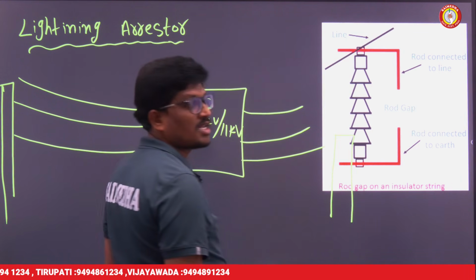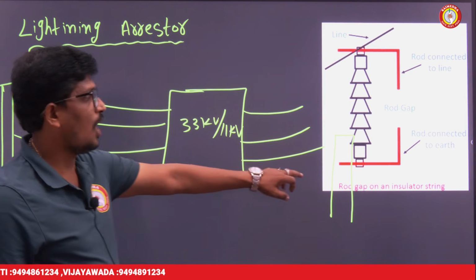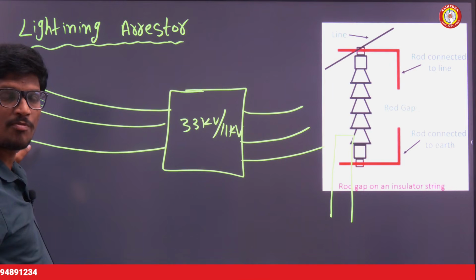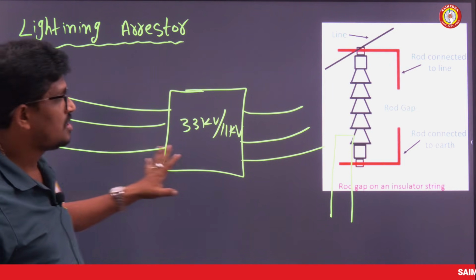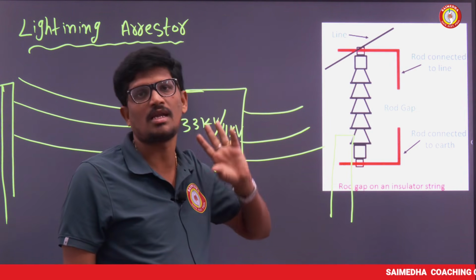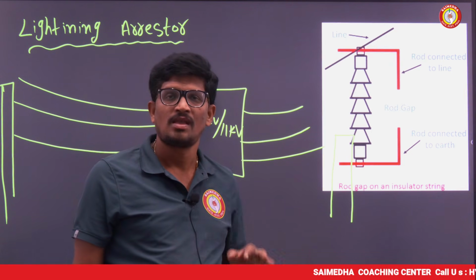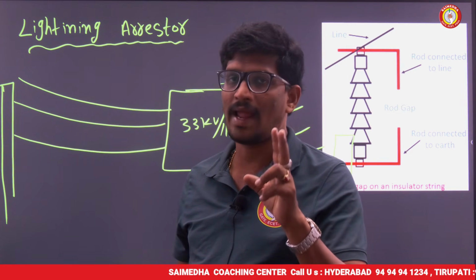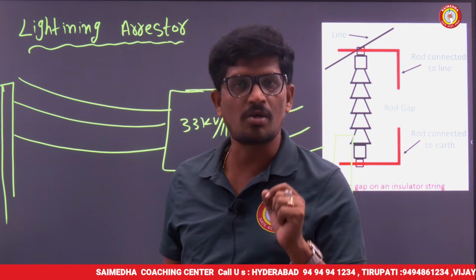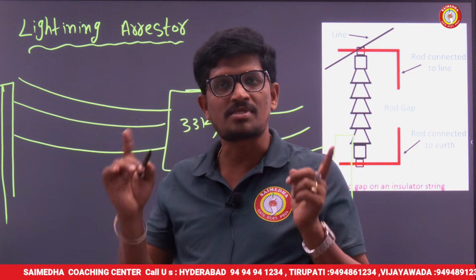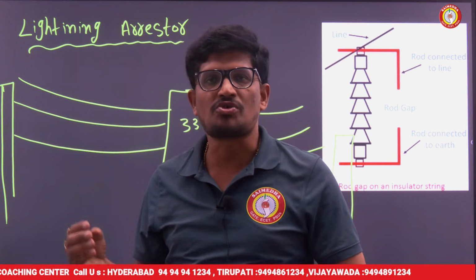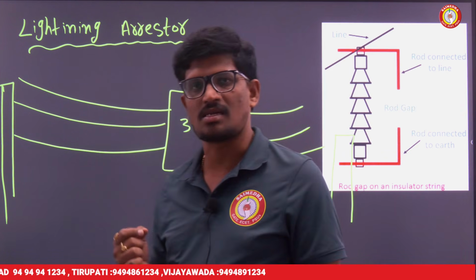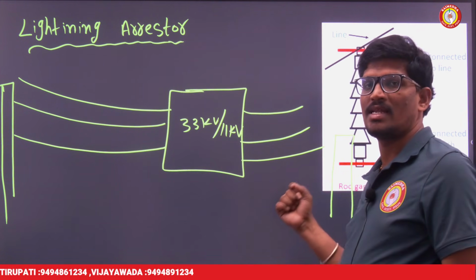We provide another pole. This is the outgoing pole, and this is the incoming pole. On one incoming pole, we use one lightning arrestor. On the outgoing pole, we use one lightning arrestor. Finally, in every substation we use two lightning arrestors. And another point is that in the total substation, the first protective device is the lightning arrestor. So how does this lightning arrestor work?